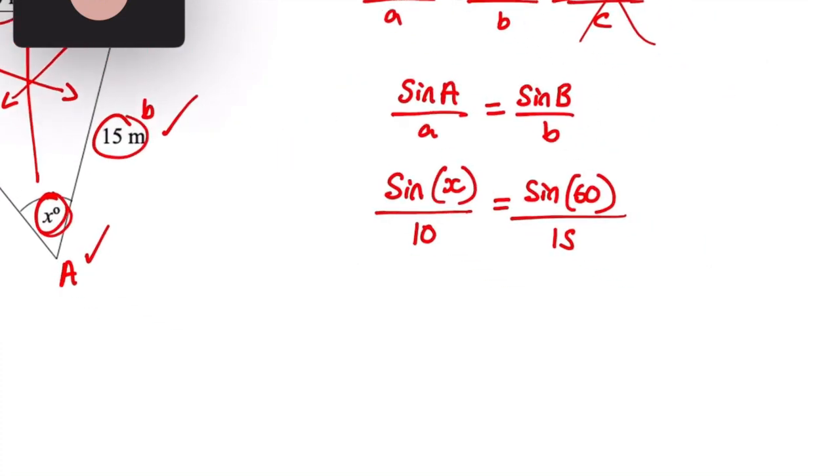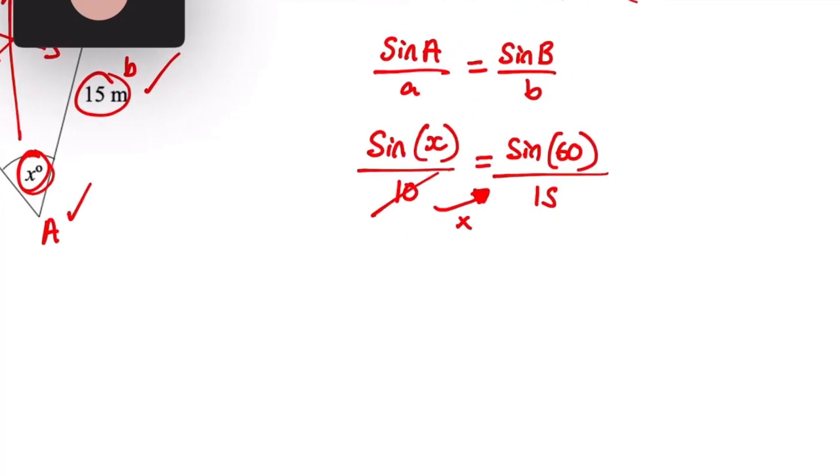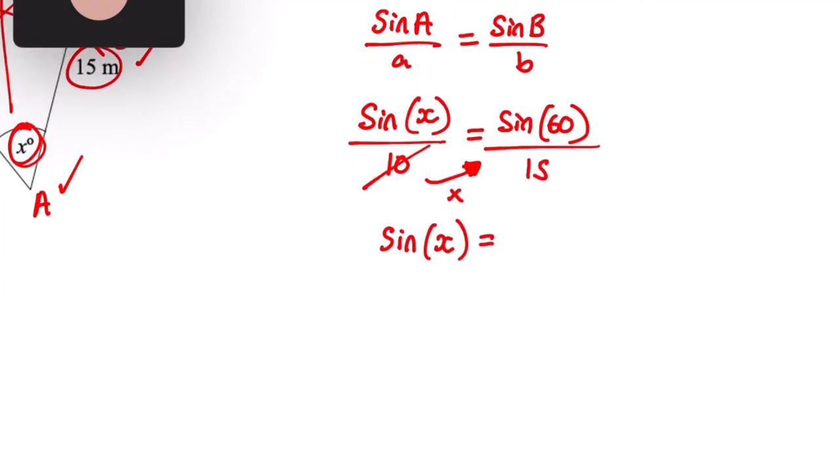Now to work out x, we need sine x by itself first. At the moment, it's being divided by 10. So to get rid of that divide by 10, we're going to multiply it to the other side. Okay, and that's going to get rid of that divide by 10. We're going to be left with sine x on this side, and that's going to be equal to sine 60 over 15 multiplied by 10.